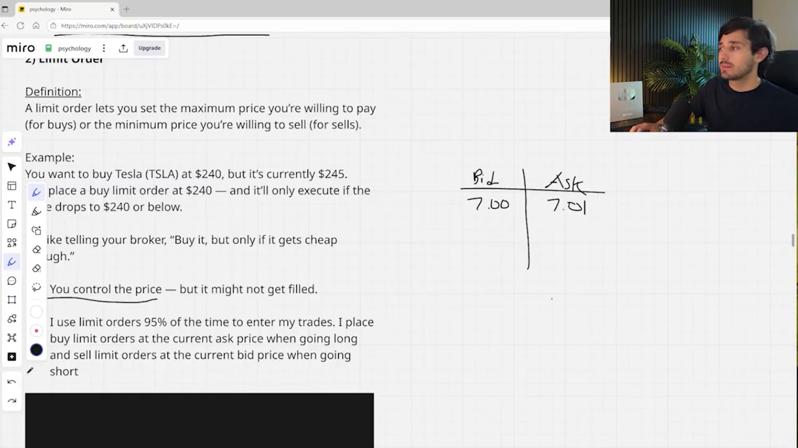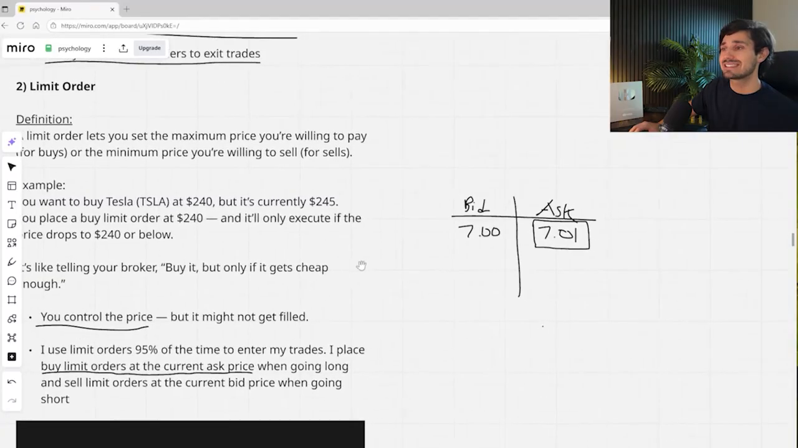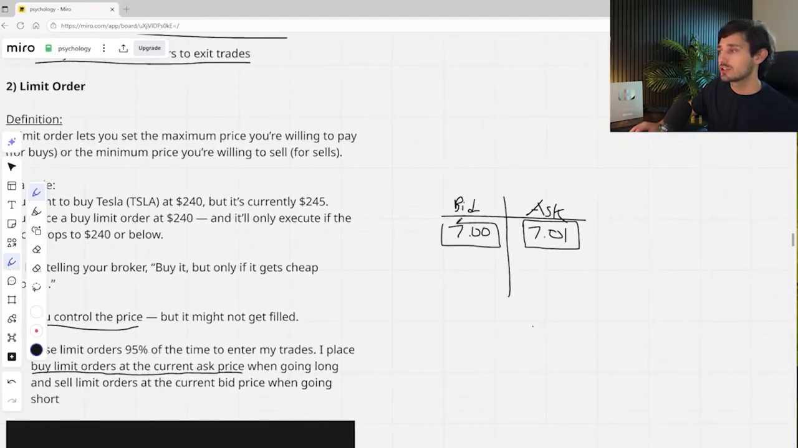So what I will do whenever I'm getting in is I place a buy limit order on the current ask price. So if I want to buy this right now and I don't want to pay more than 7.01, I will place a buy limit order at 7.01. Okay? And whenever I want to sell, I can either go market, which is I'll just get out immediately at the best price available, or I could place a sell limit order on the bid. So whenever I'm buying, on the ask. Whenever I'm selling, on the bid. So that's what I would do, right?